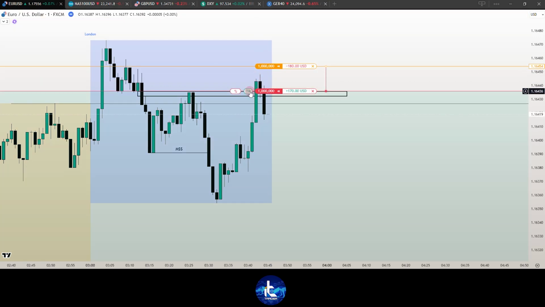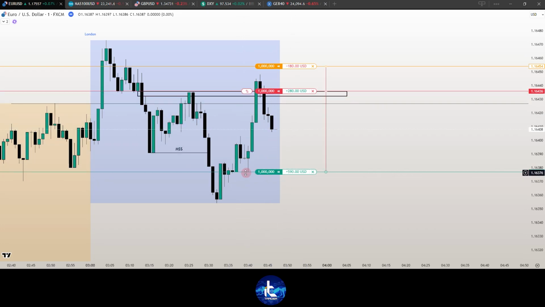As in previous trades, I place a stop loss behind the candle that formed the fair value gap. Take profit is set at the nearest liquidity zone. In this case, it is equal lows. The risk-reward ratio is 1 to 3, and I am completely satisfied with that. The trade opened and reached a take profit in just 10 minutes.